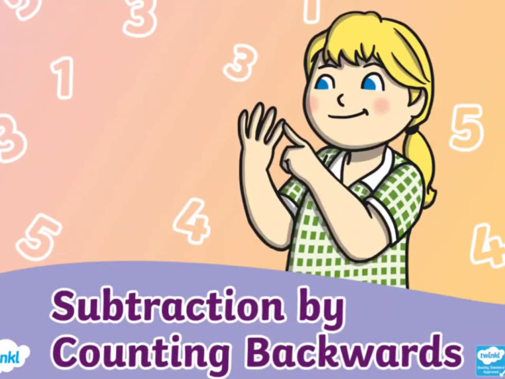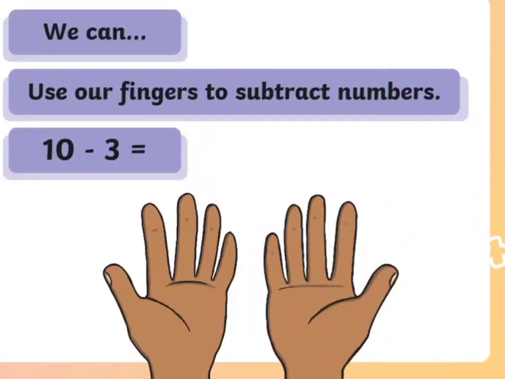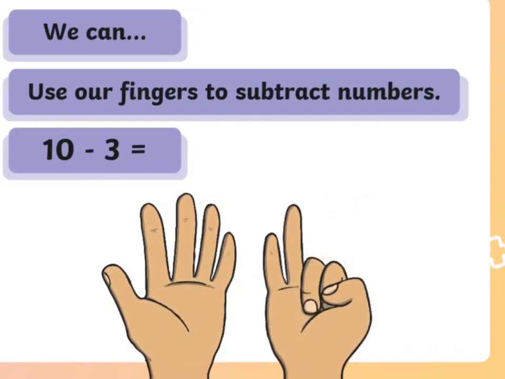Today we will learn subtraction by counting backwards. We have different ways to learn subtraction, so let's start. First, we can use our fingers to subtract numbers. 10 minus 3. You have to show the 10 fingers and you will take away 3 fingers and count the rest of the fingers. So 10 minus 3 equals 7.